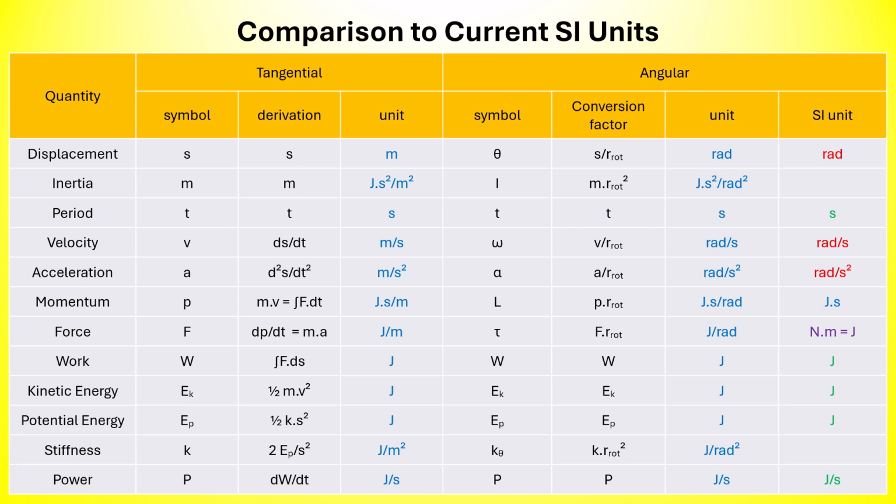This causes a problem because the SI unit for angular force equals unit for energy, which is Newton meter or joule. In angular inertia, radian square appears as denominator. It's just discarded in SI unit. Radian square also appears as denominator in angular stiffness. But in SI unit, the radian is not squared.